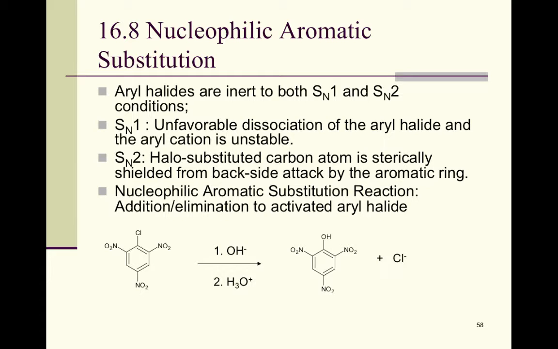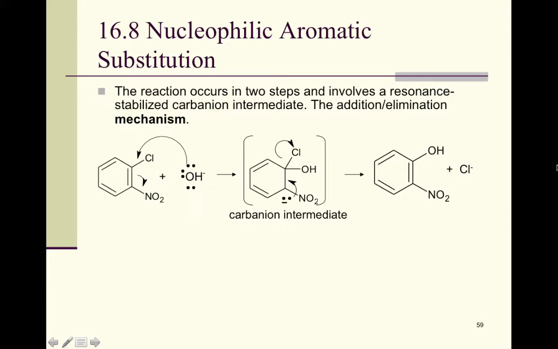What we're looking at for nucleophilic aromatic substitution reactions is an addition-elimination to an activated aryl halide. In this reaction, the Cl is going to overall be substituted with an OH group. Let's see how this reaction works. The reaction occurs in two steps and involves a resonance-stabilized carbanion intermediate. The addition-elimination mechanism is shown below.